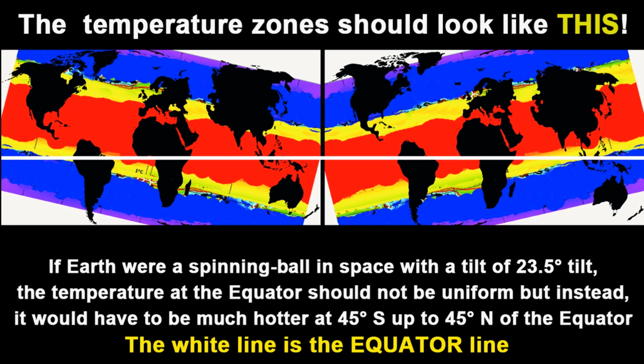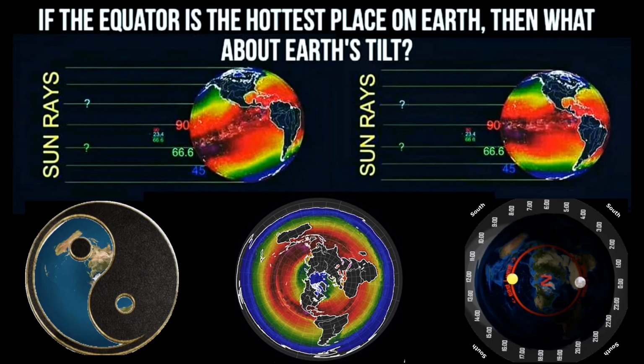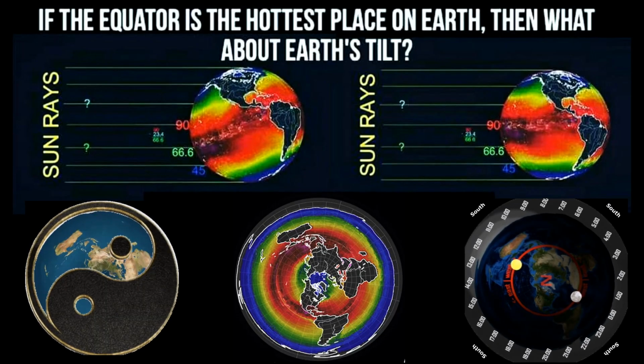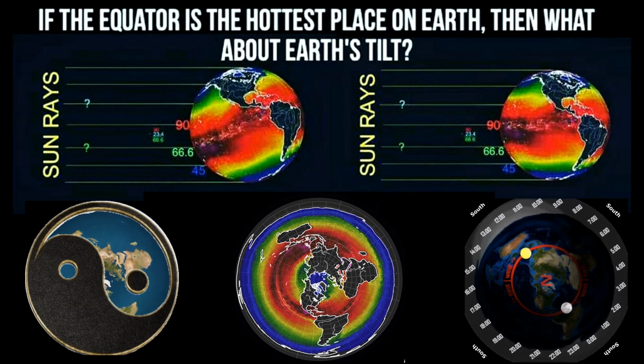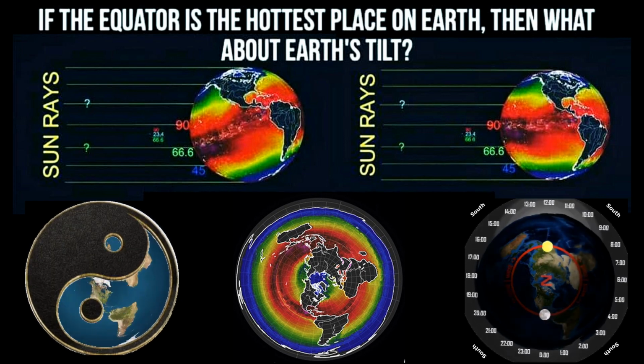This is really one of the first big problems for the globe model, although the model does recognize the fact that there is more heat concentrated in the circular region of the equator. The hotter region, represented by the color red, fits more perfectly to the flat Earth model, represented here by the AE map.